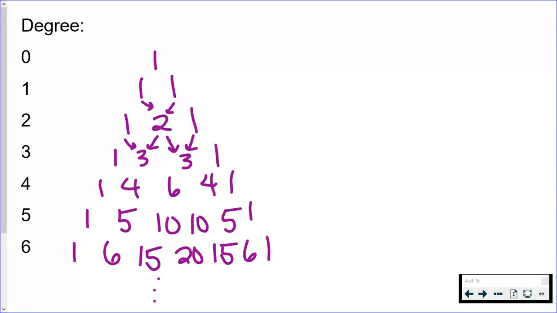And like I said, this goes on forever. Now, the purpose of Pascal's triangle is it gives you a shortcut in expanding binomials. An example of a binomial is x plus 2 or 7x plus 7. It's an expression with 2 terms in it.